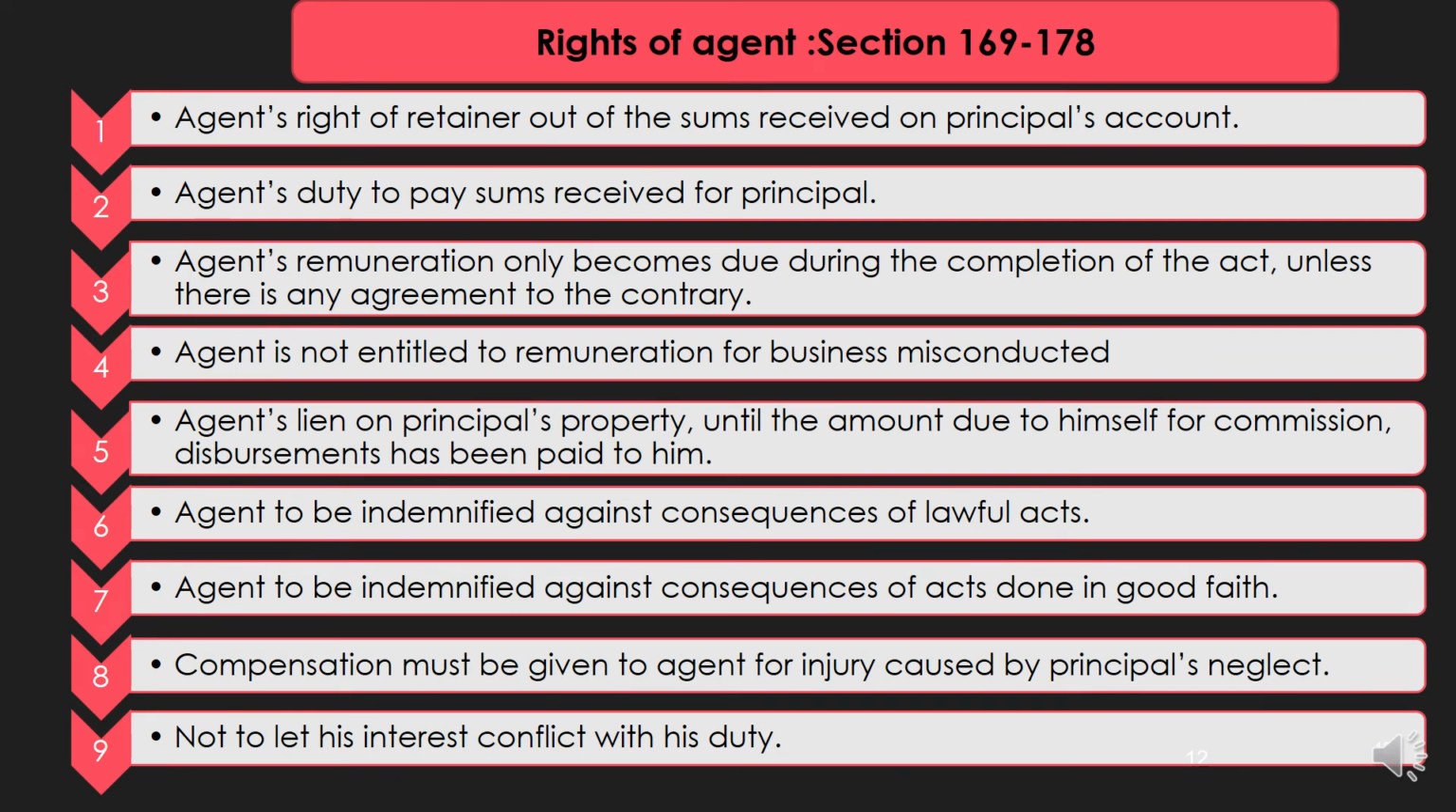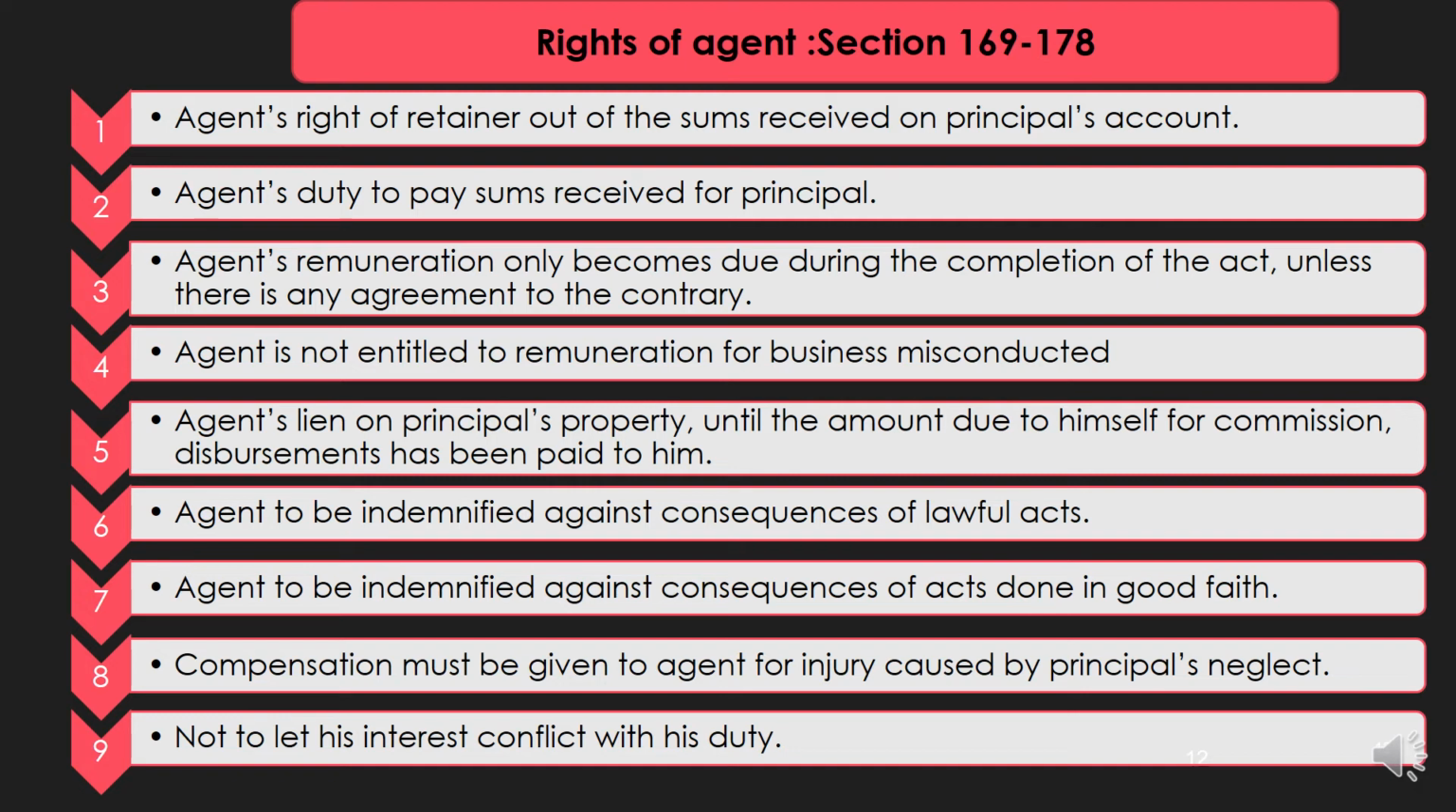Now rights of agent, right? Rights of an agent, 169 to 178. All right. Number one, agent has right of retainer out of the sum received on principal's account. Agent's duty to pay sum received for principal. Agent's remuneration becomes due on the completion of the act. This is all simple, so I won't explain. Do you need explanation? Okay, let me know. Agent's remuneration becomes due on the completion of the act unless there is any agreement to the contrary. Okay, this one I explain.